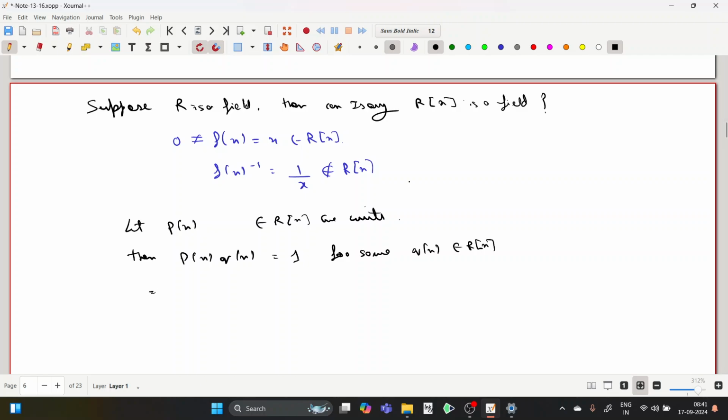Whatever. But since we are starting with a field, so R is a field, or let me just start with R being an integral domain. This question is already answered, right? That R[x] cannot be a field.